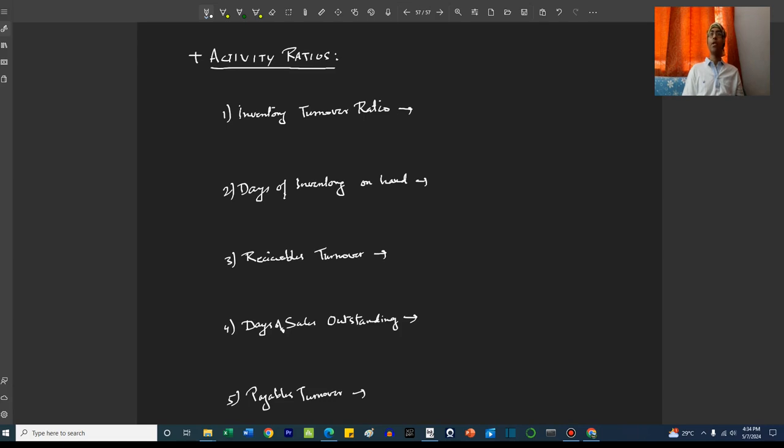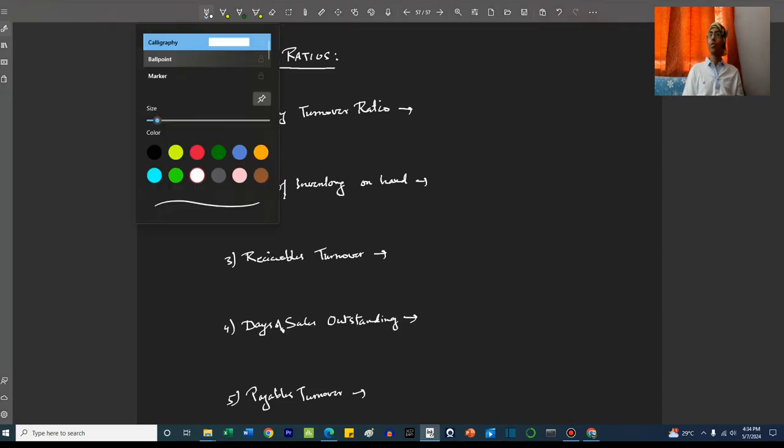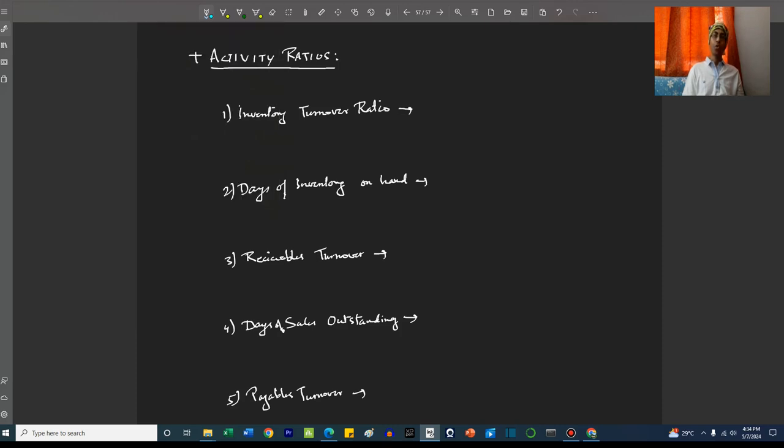So friends, now we will talk about the activity ratios. Activity ratios are basically ratios which indicate the operating efficiency of a company or how well the assets of a company are being utilized. Therefore, the other names for activity ratios are basically asset utilization ratio and operating efficiency ratio. Now, there are a series of activity ratios that we are going to discuss.